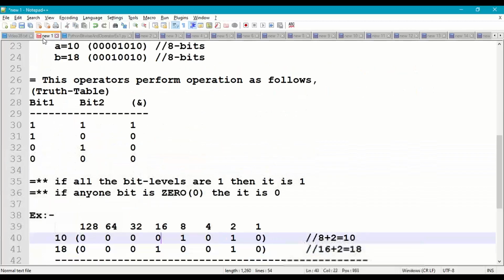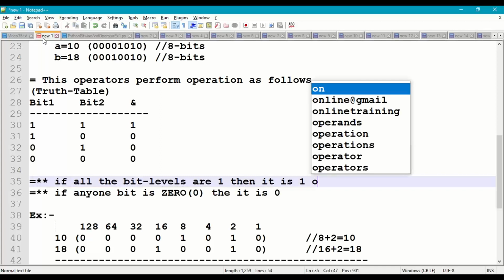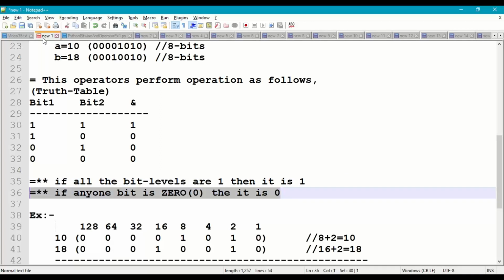Now coming to the truth table, how to perform the bitwise AND operation. Let us take two bits, bit 1 and bit 2, and perform the AND operation. If all the bits are 1, then the result is 1, otherwise 0. If any bit is 0, then the result is 0.